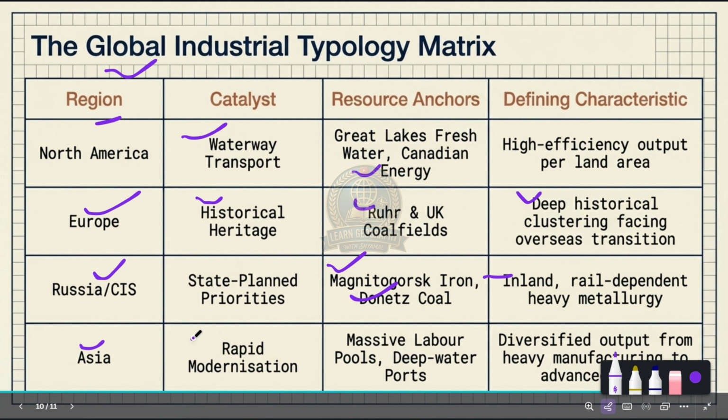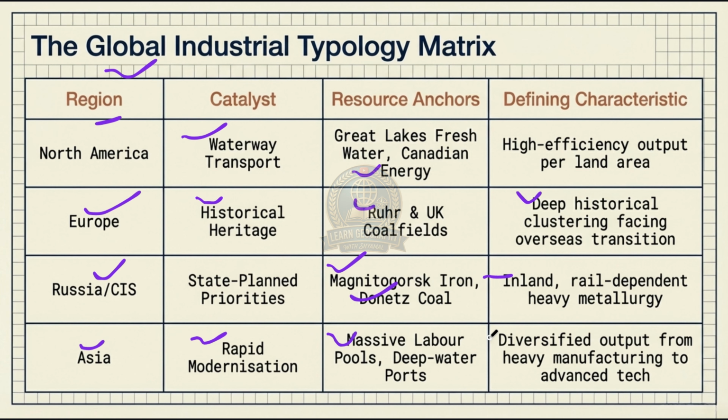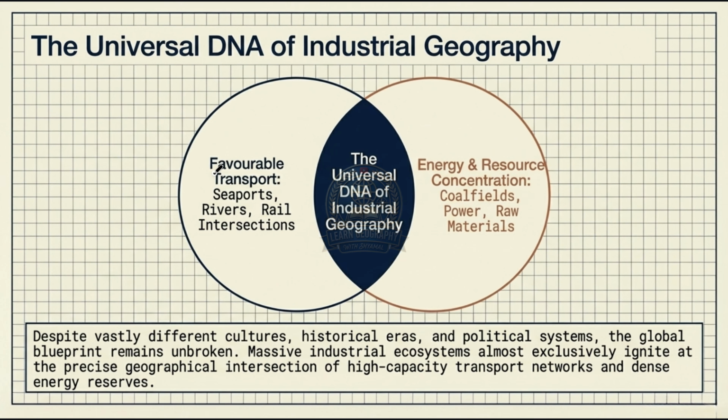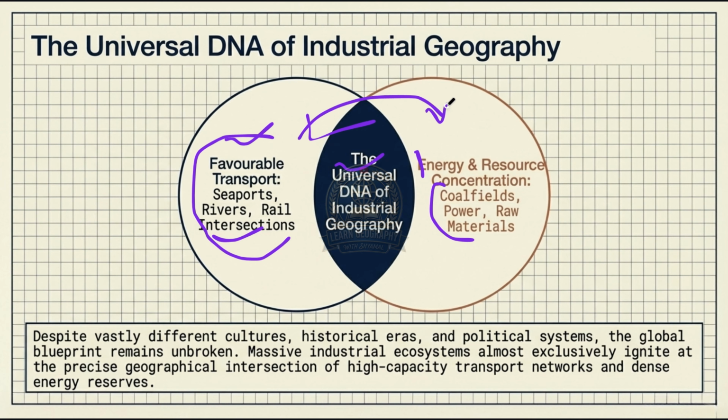In Asia: rapid modernization, massive labor pools and deep water ports; defining characteristics, diversified output from heavy manufacturing to advanced tech. The universal DNA of industrial geography: favorable transport like seaports, rivers, rail and intersections, and energy resource concentration: coalfield, power and raw materials. Okay, the universal DNA of industrial geography is the combination of these two favorable conditions.